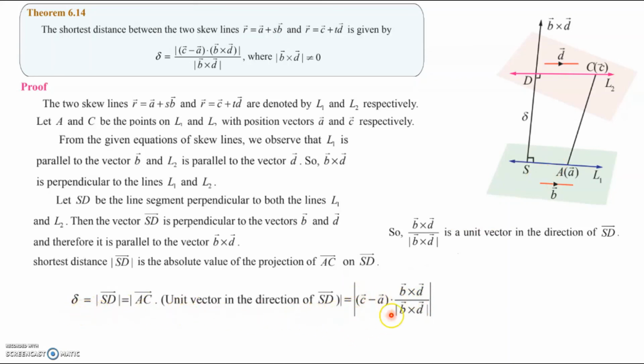Replacing the vector AC as C minus A vector, we have the shortest distance as the magnitude of C minus A vector dot product with the cross product of B vector with D vector, divided by the magnitude of B vector cross product with D vector. We can further rewrite the formula in this form, where the denominator cannot be equal to 0. So this is the formula that we would use if you are given two skew lines which are not parallel and which do not intersect with each other.